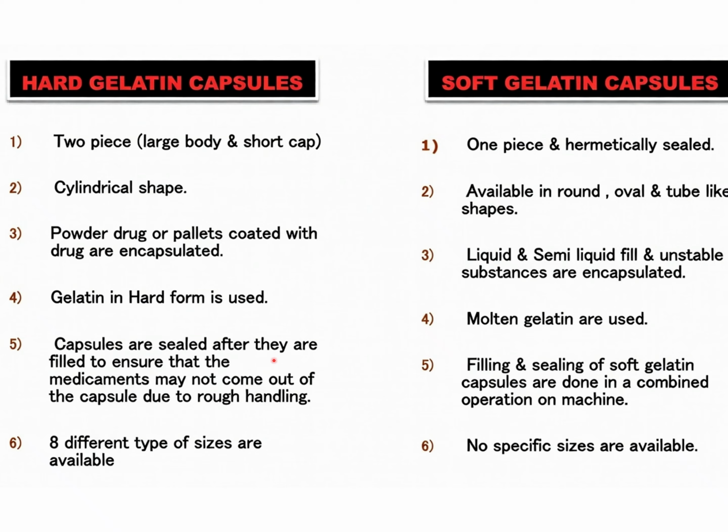Capsules are sealed after they are filled to ensure that the medicament may not come out of the capsule due to rough handling, and filling and sealing of soft gelatin capsule are done in a combined operation on a machine. 8 different sizes are available for hard gelatin capsule, like 000, 00, then 0, 1 to 5. But for soft gelatin capsule, no specific sizes are available.